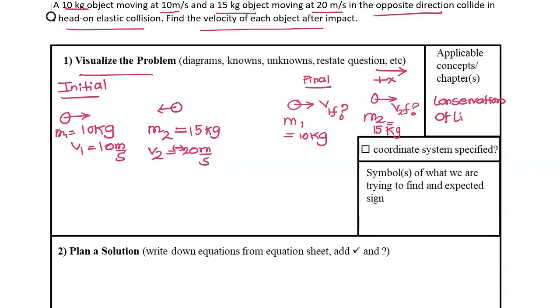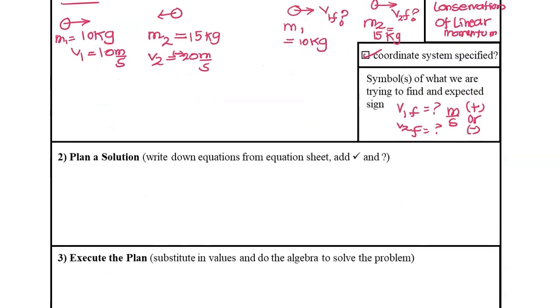So the applicable concept is conservation of linear momentum. Have we specified the coordinate system? Yes, we have taken right as positive, and we are trying to calculate the final velocities, and the unit is meters per second. It can be either positive or negative. We can expect to have a negative value because the initial momentum of the system is negative.